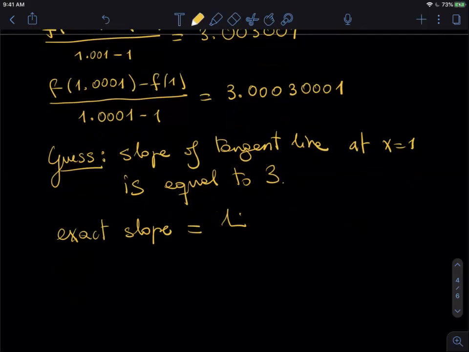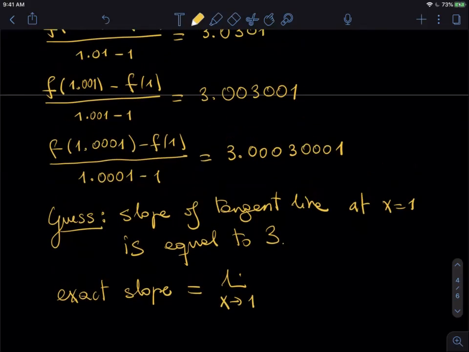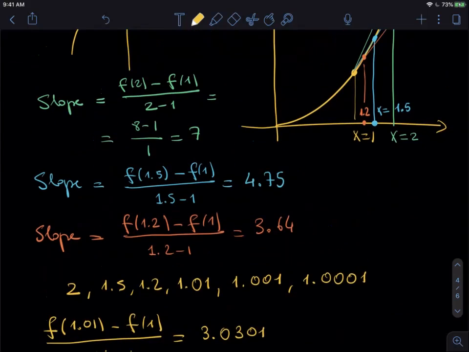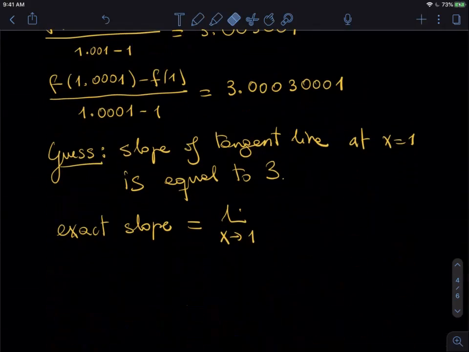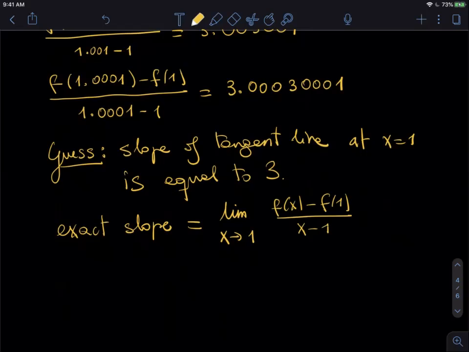the exact slope is the limit as x tends to 1. Did you notice that all the values were closer and closer and closer to the original point? So we were taking values that were each time closer to x equal 1. So the limit, here my calligraphy is a little funny. This means limit, lim, but I write it in a funny way. So the limit as x tends to 1 of f of x minus f of 1 divided by x minus 1.